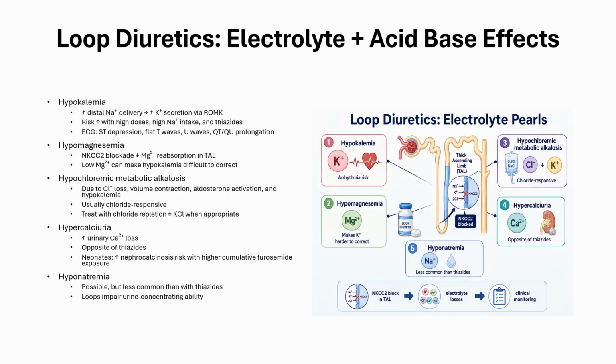Loop diuretics produce clinically significant electrolyte imbalances. Hypokalemia is one of the most common electrolyte imbalances and one of the most dangerous in terms of arrhythmogenic potential. This occurs because more sodium reaches the collecting duct, where sodium is reabsorbed, affecting the electrochemical gradient for potassium secretion via renal outer medullary potassium channels.